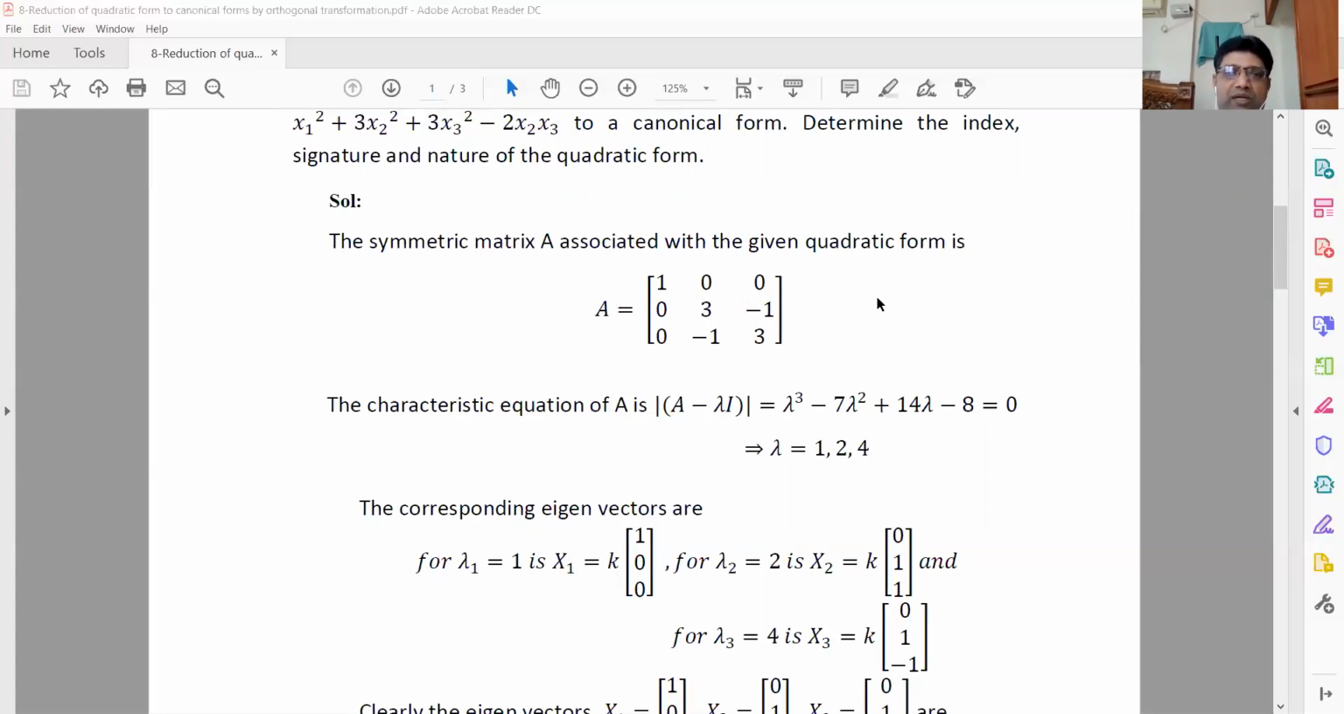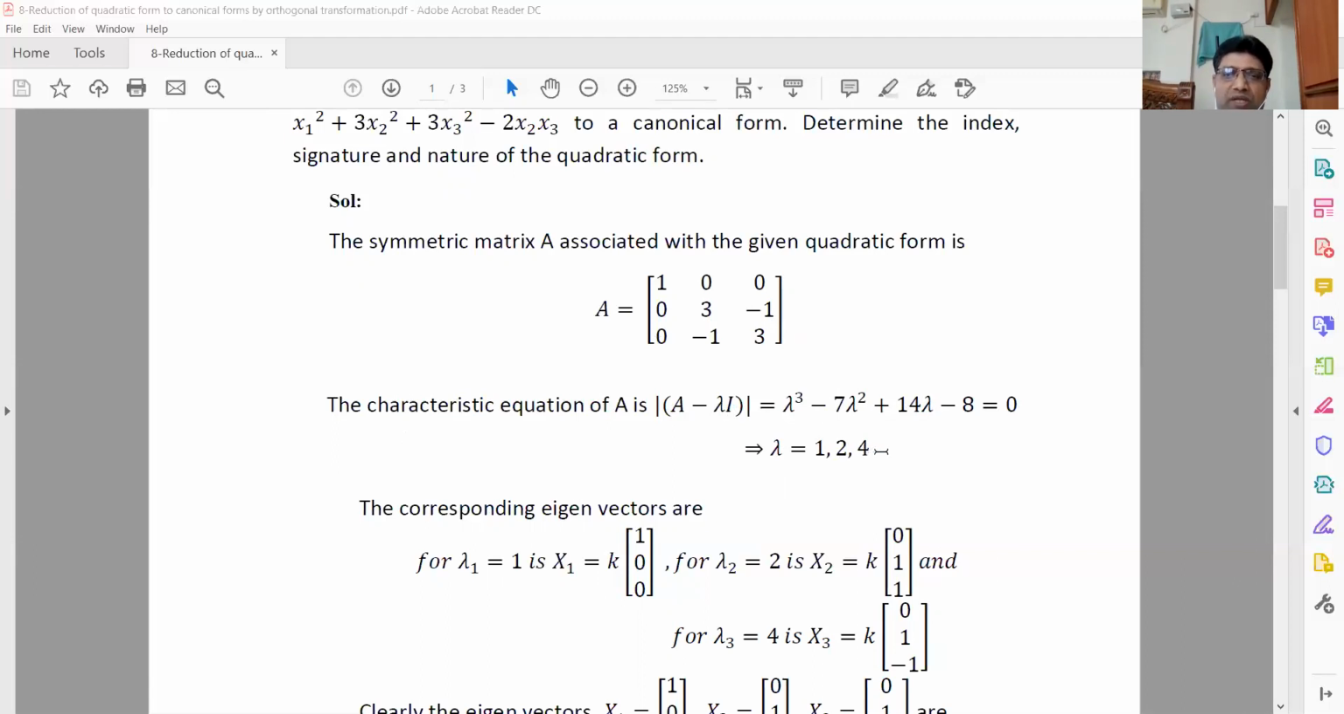Next, we have to calculate the eigenvalues. To calculate the eigenvalues, write the characteristic equation. So the characteristic equation is determinant of A minus lambda I equals 0. From that you will get this cubic equation. So solve this cubic equation. We will get the roots lambda equals 1, 2, 4. So these are the eigenvalues of the matrix.